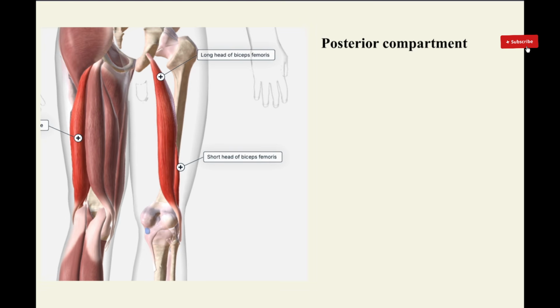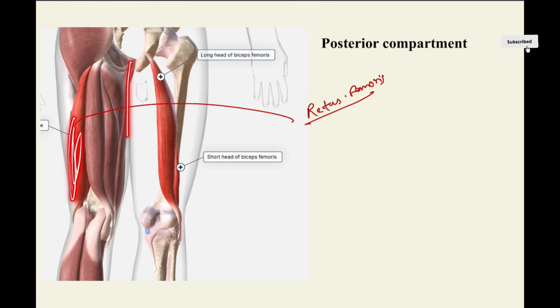Now first of all, we have the rectus femoris. This is your rectus femoris on the lateral aspect. As you can see, this is the midline of the body, so this will be the lateral aspect of the lower limb. So first one we have is the rectus femoris. Now for the rectus femoris, we have two heads. One is your long head and one is your short head.